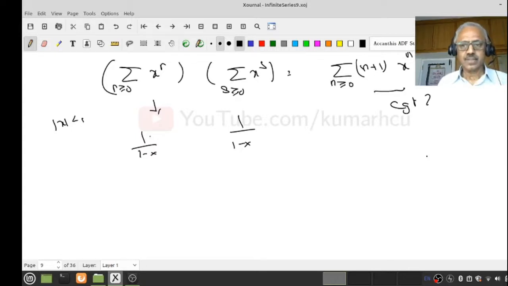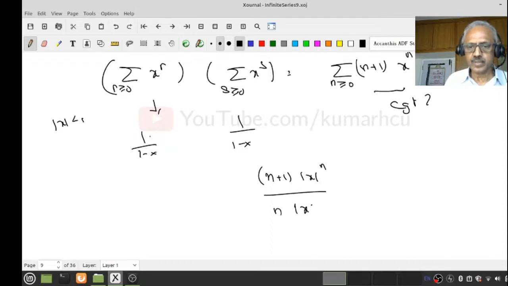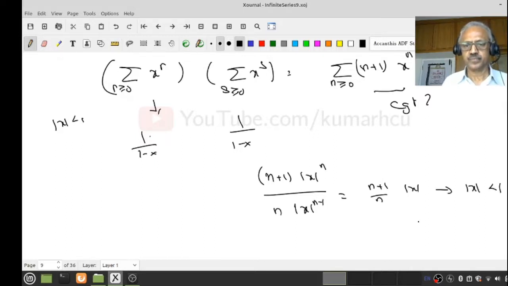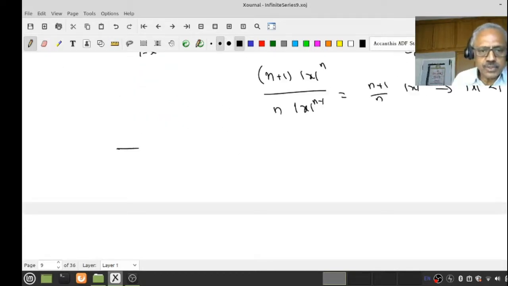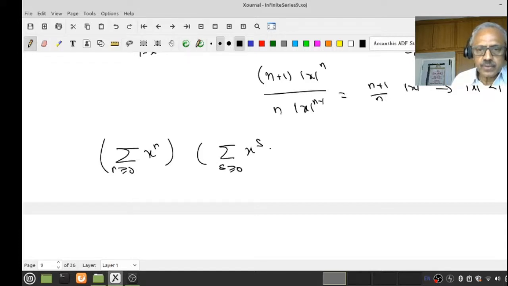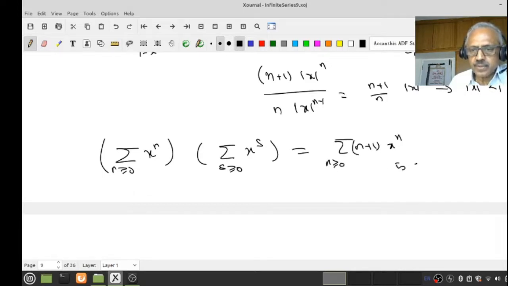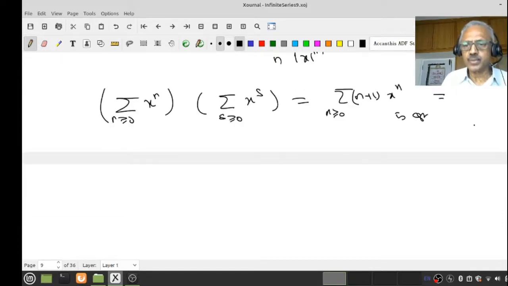What do you think? Here, you can ask for the ratio test, for example. What is the ratio test? Therefore, (n plus 1) by mod x power n, by n by mod x power n minus 1, that is (n plus 1) by n, and mod x, that goes to mod x, which is less than 1. Therefore, this is convergent. Right? Therefore, the Cauchy product of x power r, r greater than or equal to 0, times x power s, s greater than or equal to 0, is summation (n plus 1) x power n, n greater than or equal to 0, which is convergent. Therefore, I expect the sum to be 1 by 1 minus x squared.